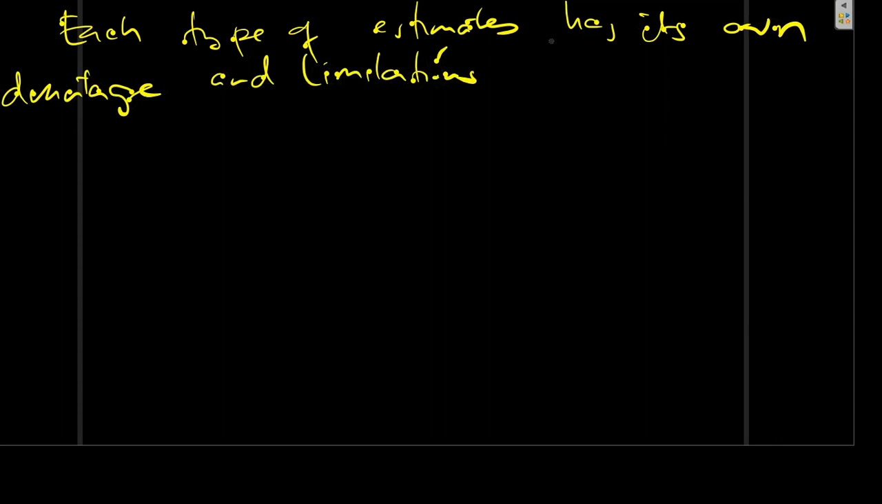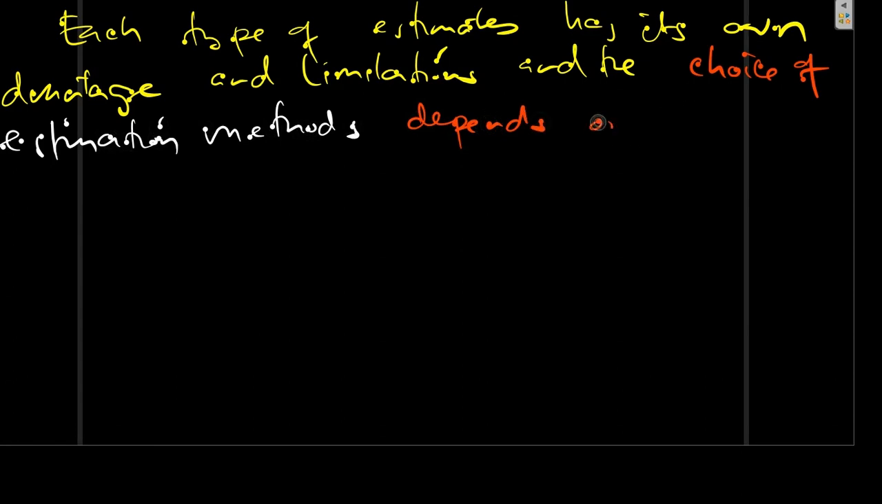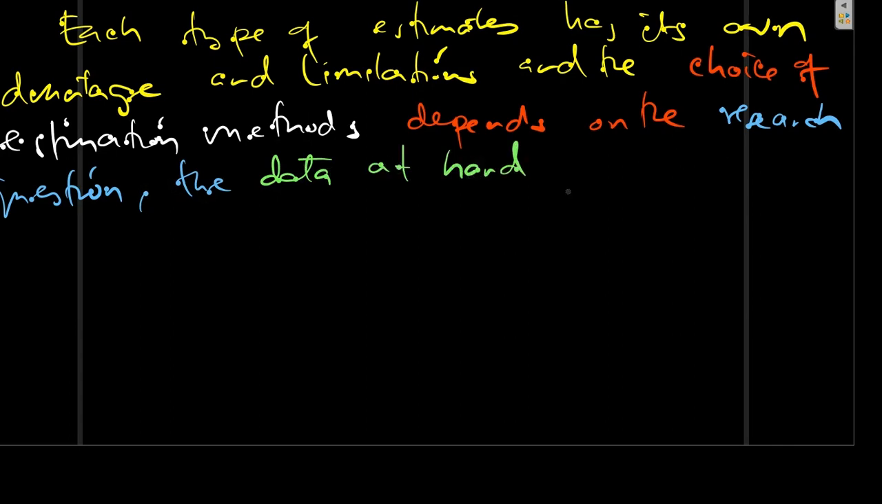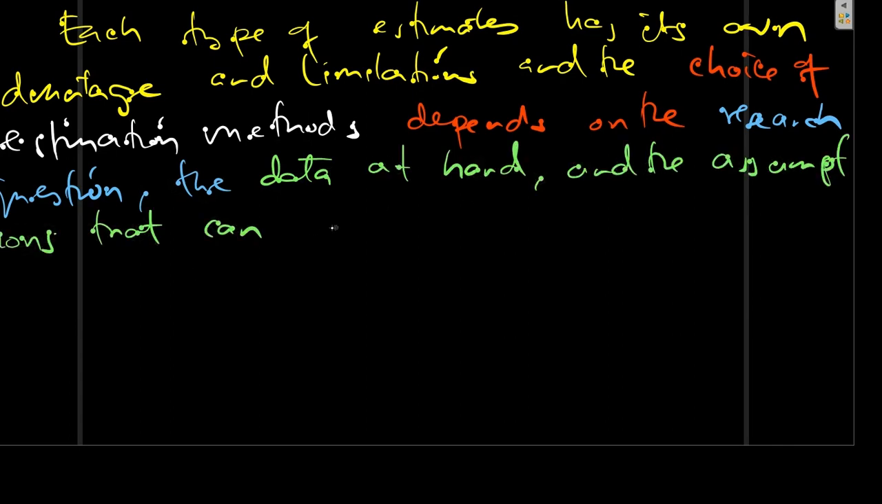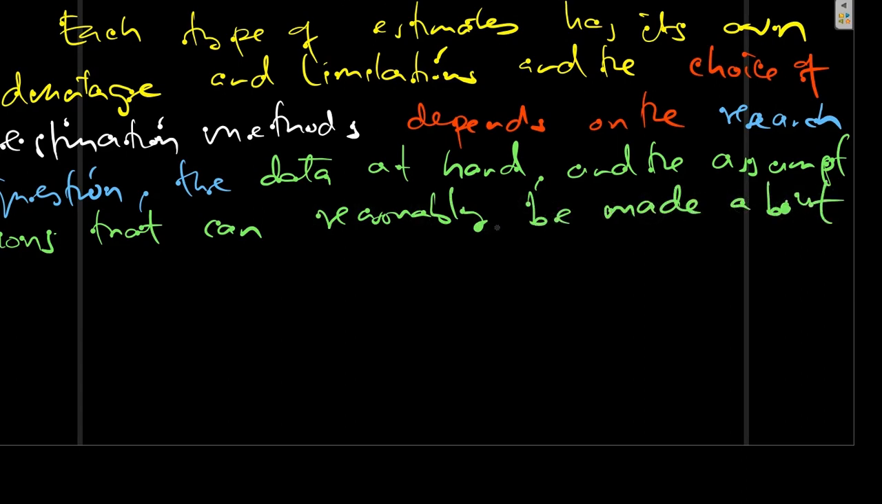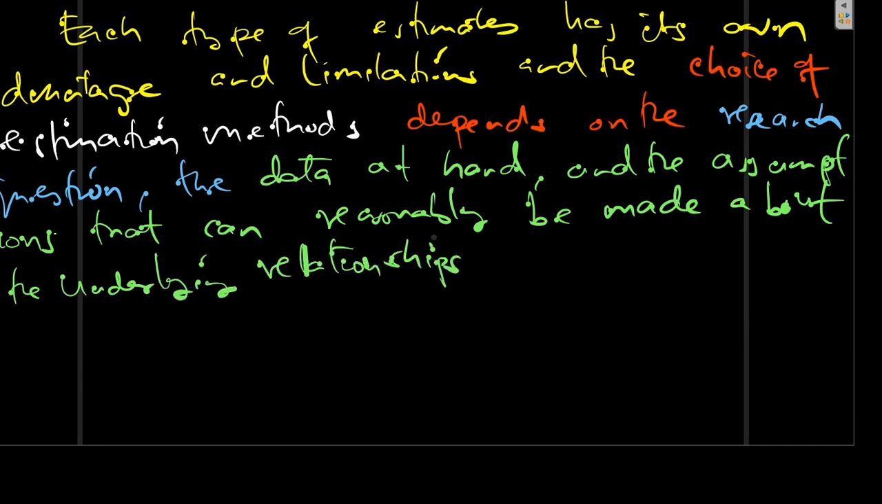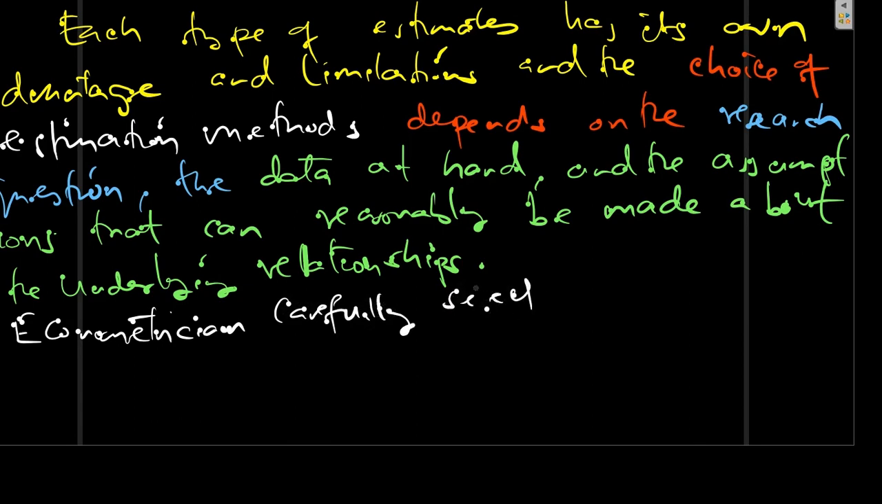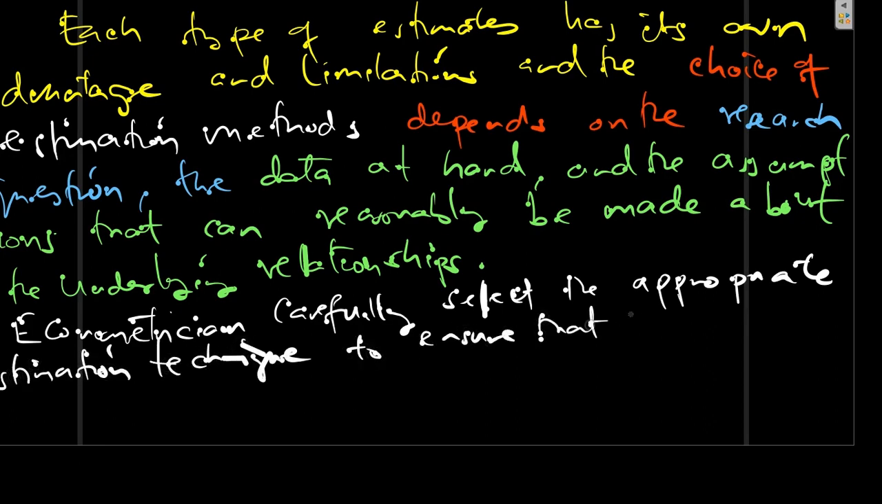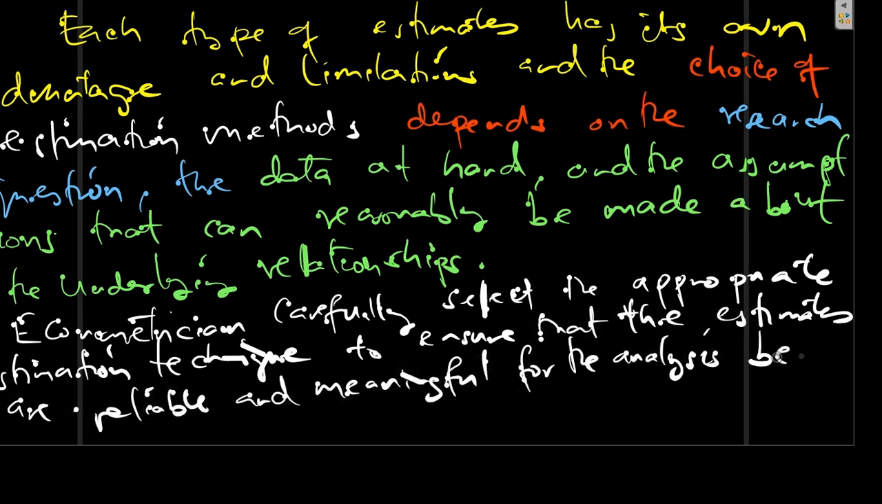So each type of estimate has its own advantages and limitations. We have tried to pass through all these types of estimates, but remember that each has its own advantages and disadvantages. The choice of estimation method may depend on the research question, the data at hand, and the assumptions that can reasonably be made about the underlying relationships. So econometricians carefully select the appropriate estimation techniques to ensure that the estimates are reliable and meaningful for the analysis to be conducted.